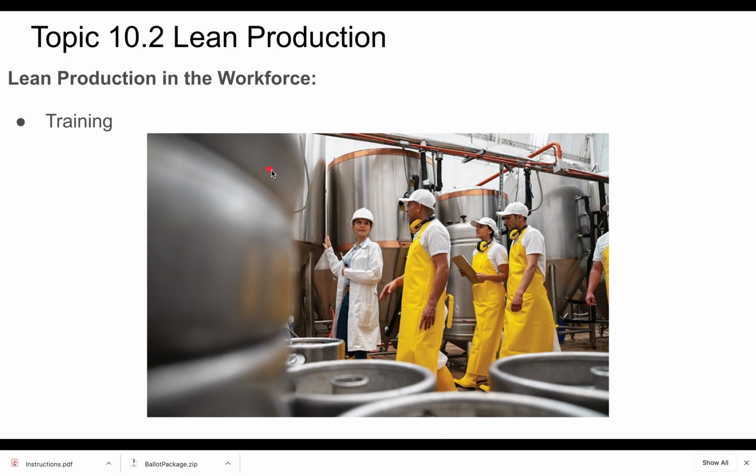Training: you definitely want to train your employees. The higher the quality of your employees, the better they will be at improving processes and understanding how things work. So the more they're trained in lots of different processes, the better they'll be.